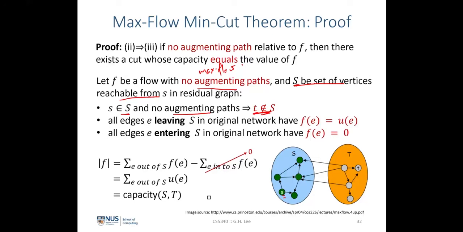And furthermore, this also implies that all the edges leaving S, the set of nodes of S, in the original network would have the flow equal to the capacity of the edge. And in order for this to happen, we must be able to partition these two sets of nodes S and T such that all the nodes within S are reachable from the source, and the sink node is not reachable from the source node.